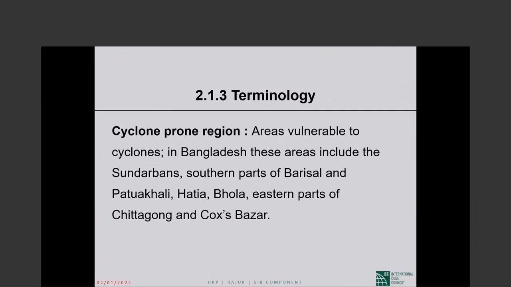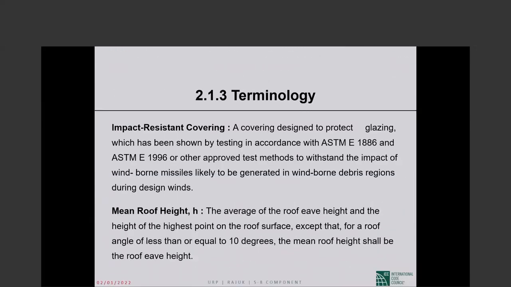Hurricane prone region or cyclone prone region, areas vulnerable to cyclones. Okay, that is the BNBC definition. In Bangladesh, these areas include the Sundarbans. You have seen this before, southern parts of Borishal and Patuakhali, Hatia, Bhola, eastern parts of Chittagong and Cox's Bazar. Impact resistant covering, like impact resistant glazing, has to withstand the impact of small and large missiles.